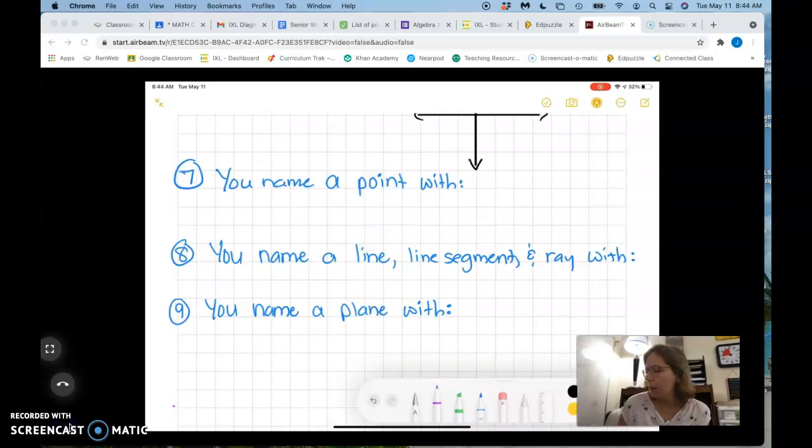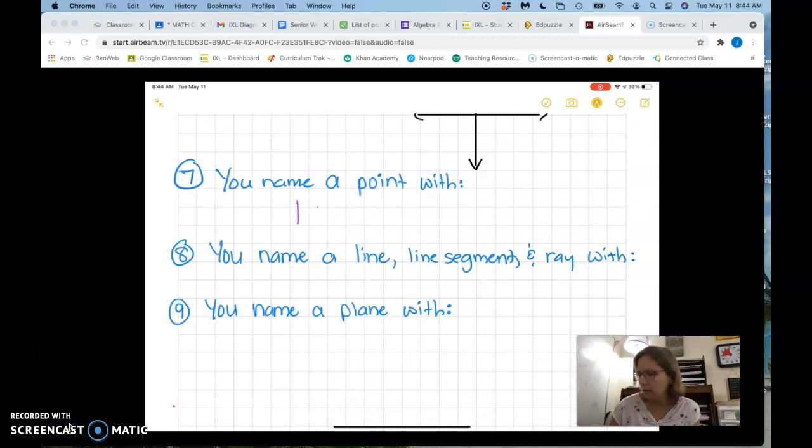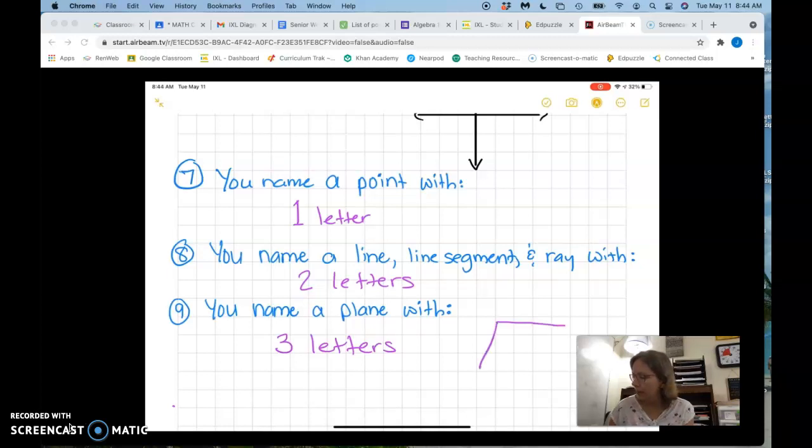So you name a point with how many letters? One letter. That's correct. You name a line segment, or ray with how many letters? 2 letters. And you name a plane with how many letters? 3 letters. 1, 2, 3. You have to remember 1, 2, 3. Okay? A plane, remember, is like a sheet of paper.